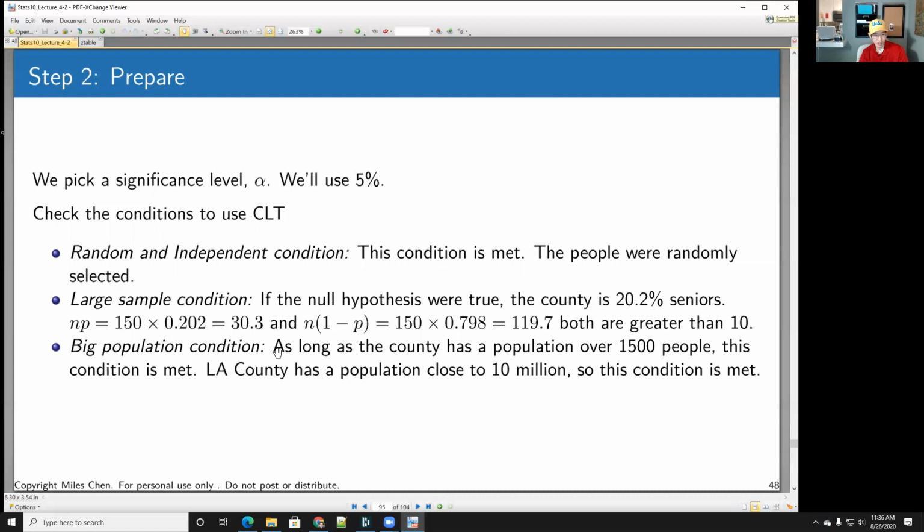The big population condition is that you're not supposed to sample more than 10% of your population. So as long as our population is bigger than 1,500 people, we're fine. LA County has about 10 million people in it, so this condition is met. It's just one county, but it's got a lot of people. It's bigger than a whole bunch of states.